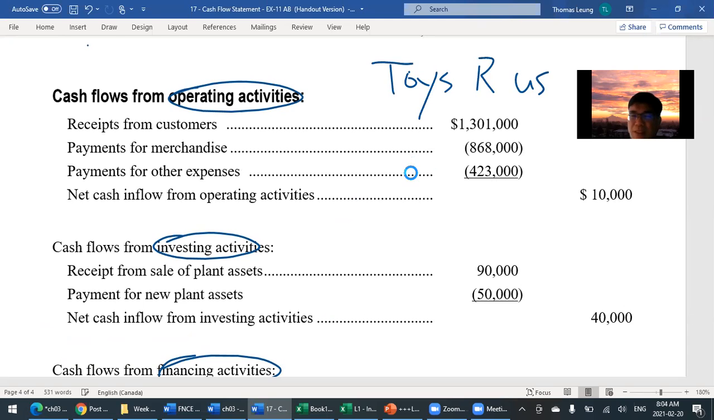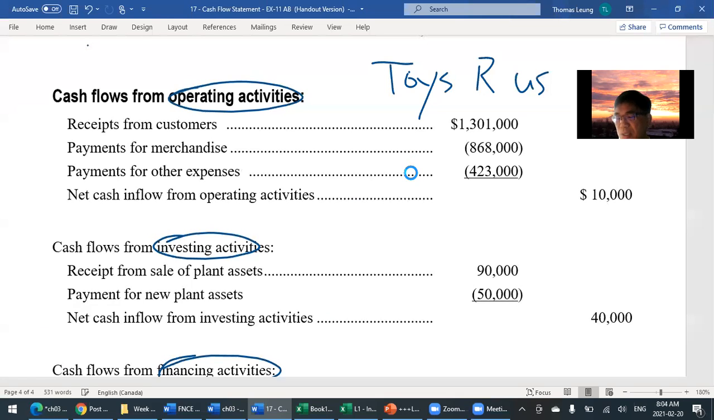Now, let's assume we work for Toys R Us. You know Toys R Us, right? They buy and sell toys. You go to the mall and you should be able to find a Toys R Us very often. They buy and sell toys there. Now, what are operating activities? They buy toys, so they need to pay money.